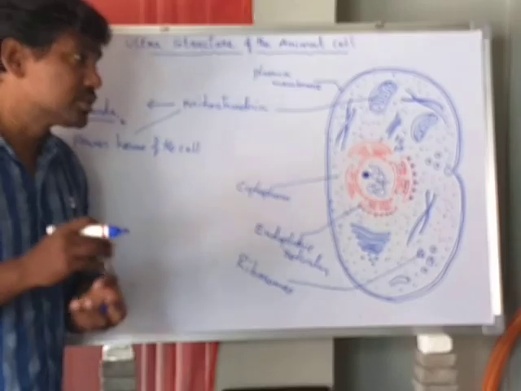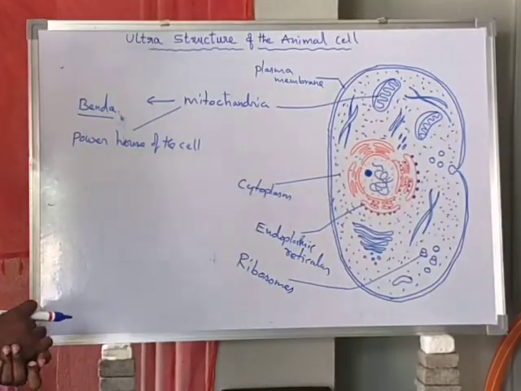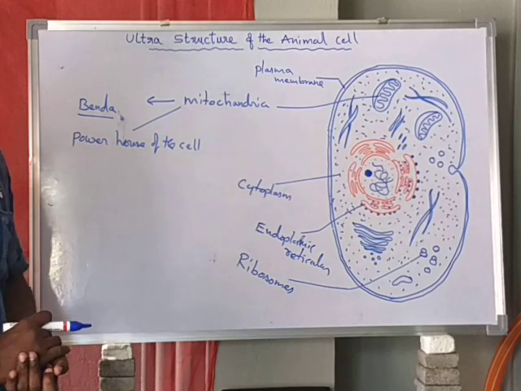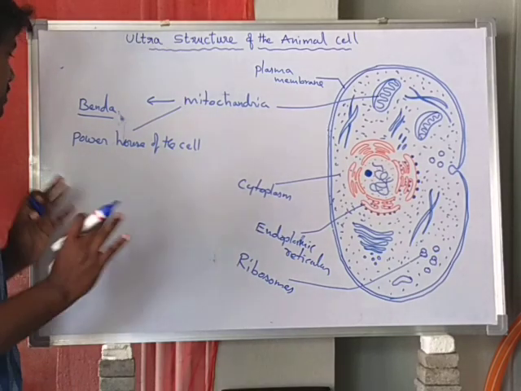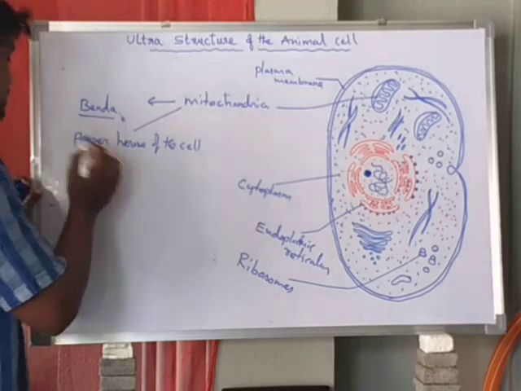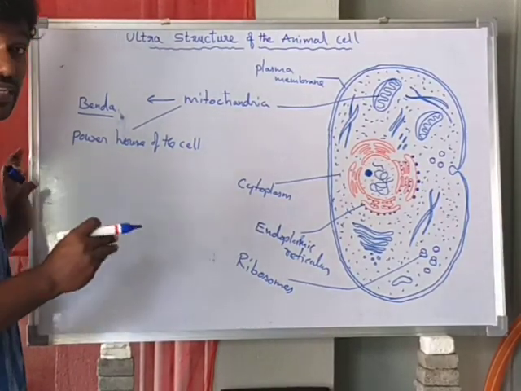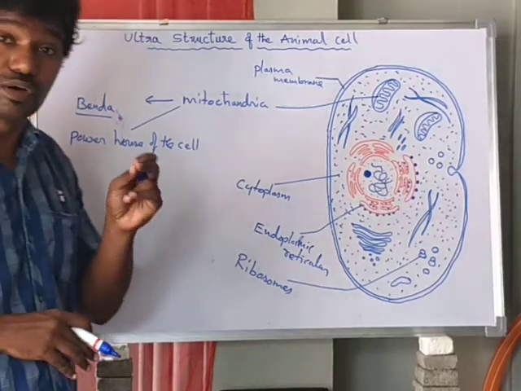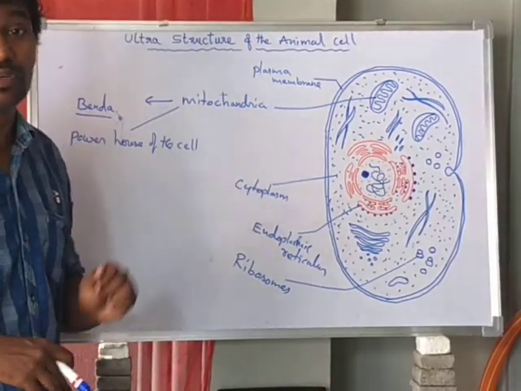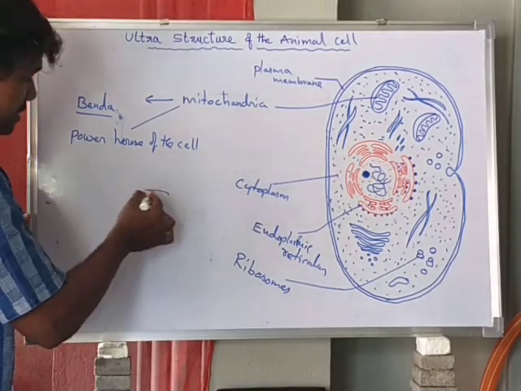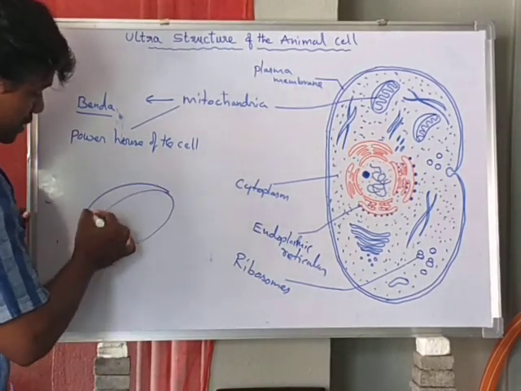The powerhouse of the cell is also called the cellular energy of ATP. Why? Once we know the structure of the mitochondria, it is a double unit membrane. The plasma membrane is also a double unit membrane, and mitochondria is also a double unit membrane.